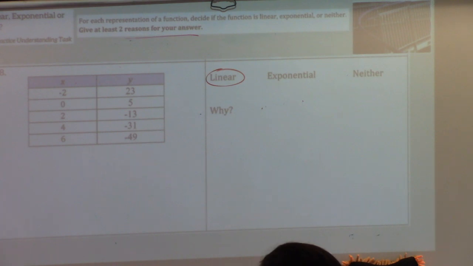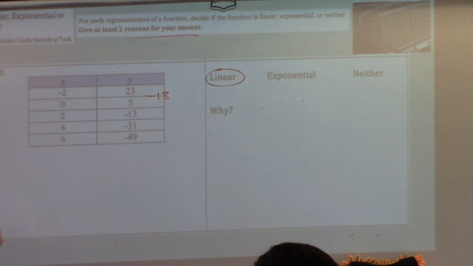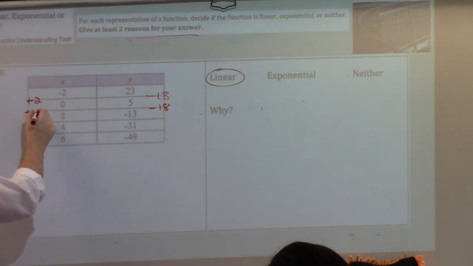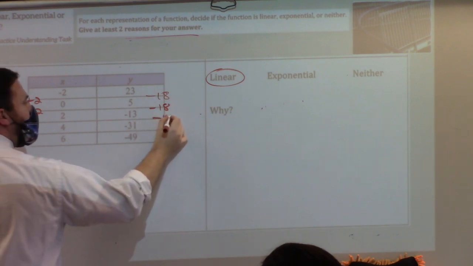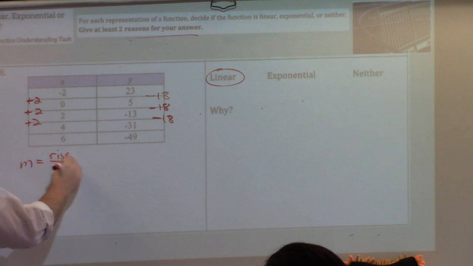What is your additive rate of change? 9. Negative 9. Negative 9? I see a negative minus 18 right here. And it's 2 on the x. But it's 2 on the x. And so we consistently see this idea of repeated addition and subtraction happening here. Right? Notice if we think about common difference or a slope, right? If it's a slope, it's rise divided by run.